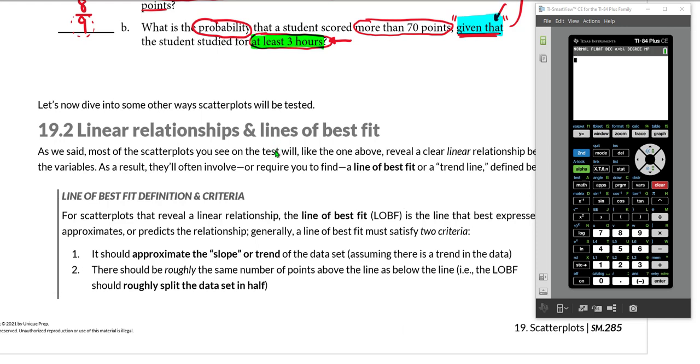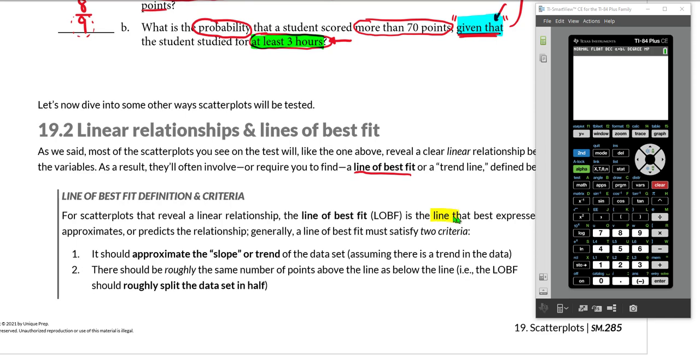One of those ways, quite a common way, is with a line of best fit. You heard me say at the beginning of this section that most of the relationships that we see developing on a scatterplot will be linear, and therefore a line of best fit will be a common part of a lot of these scatterplot questions. What is a line of best fit? I'm going to go ahead and highlight some stuff here.